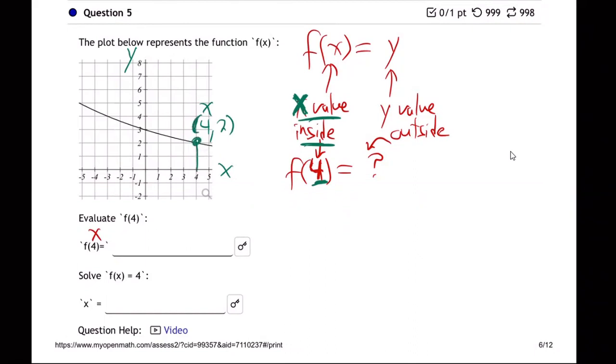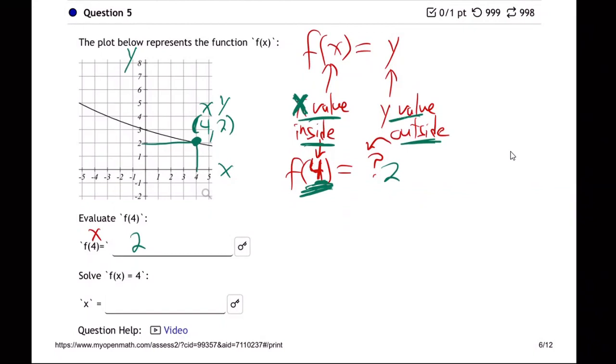So boom, right there. That's a point on the graph that has an x value of 4 and a y value of 2. So this answer is 2. Because the y value that's outside when you put 4 inside is 2. That's the y value that goes with the x value 4. That's what they're saying. When they write f of 4, the 4 inside is an x value. They're saying, go to that graph, find the point that has an x value of 4, and tell us the y value that goes with it. Well, it's 2.